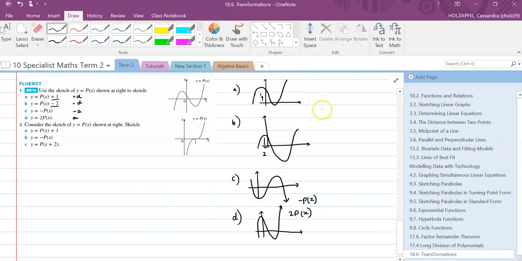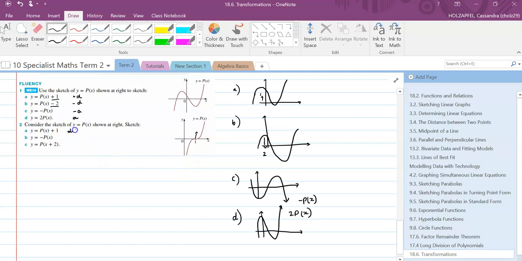All right, so let's have a go now at this second question. Consider the sketch of y is equal to p of x shown at right. Again, we don't know any other information about this function. I'm assuming that this is probably some sort of polynomial again, but we don't know any additional information. Sketch the graph of y is equal to p of x plus 1. All we're going to do is shift this graph upwards. So I want you to have a go now at drawing that in your book.